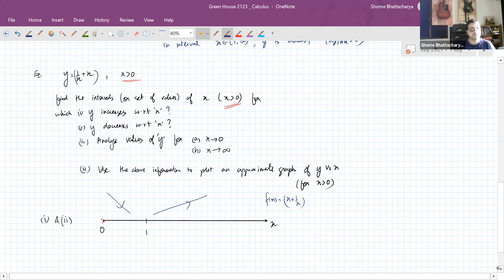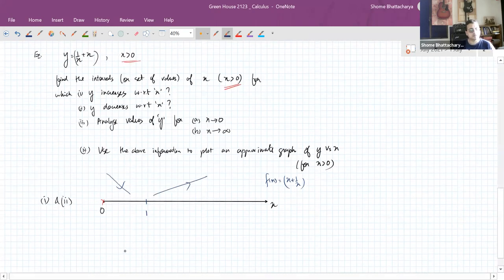Now, what else can we see here? That at x equal to 1, the value of y is how much? It is 2. F of 1, we can see, is 1 upon 1 plus 1. That's 2. Okay. Now, let's come to the third thing.